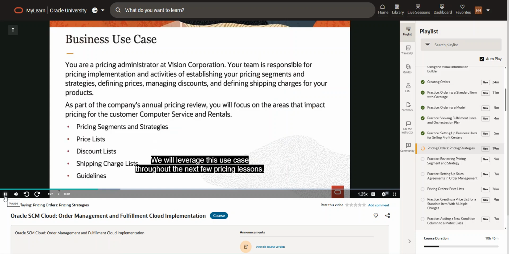Now let's look at the business use case. We will leverage this use case throughout the next few pricing lessons. Imagine you're the pricing administrator at Vision Corporation. Your team handles all things related to pricing, setting up pricing segments and strategies, defining product prices, managing discounts, and figuring out shipping charges. As part of our annual pricing review, we're going to focus specifically on the pricing areas that affect our customer, computer service and rentals. Here are the main topics we'll cover: pricing segments and strategies, price list, discount list, shipping charge list, and pricing guidelines. We'll look at each of these to make sure our pricing approach continues to meet both the company's and the customer's needs.